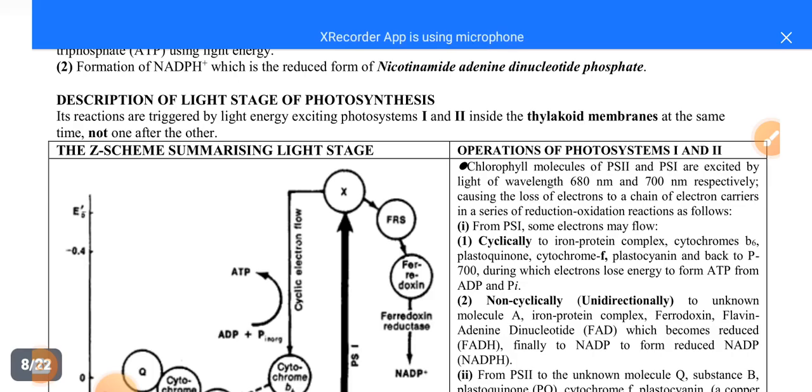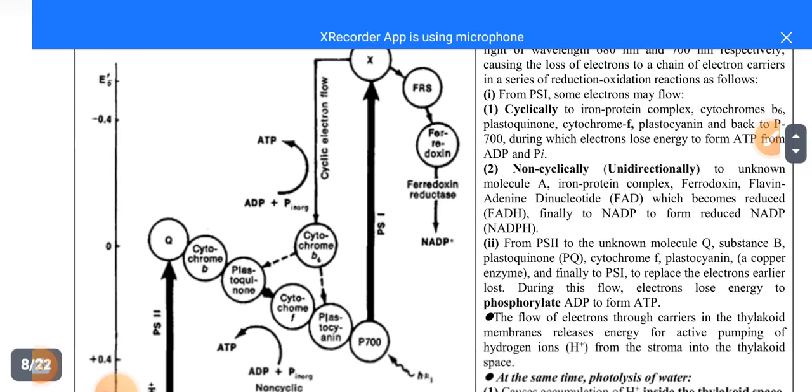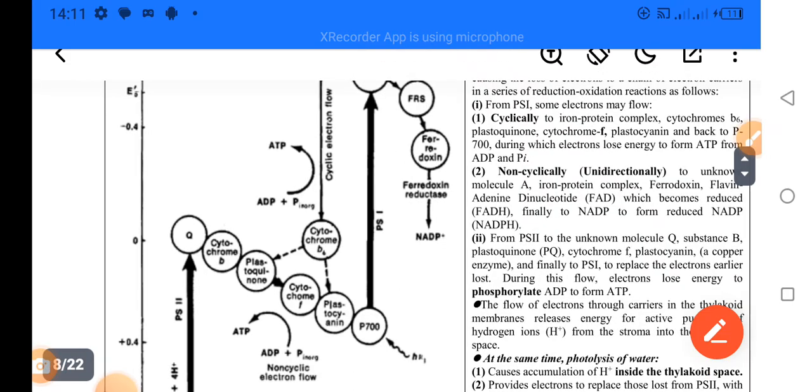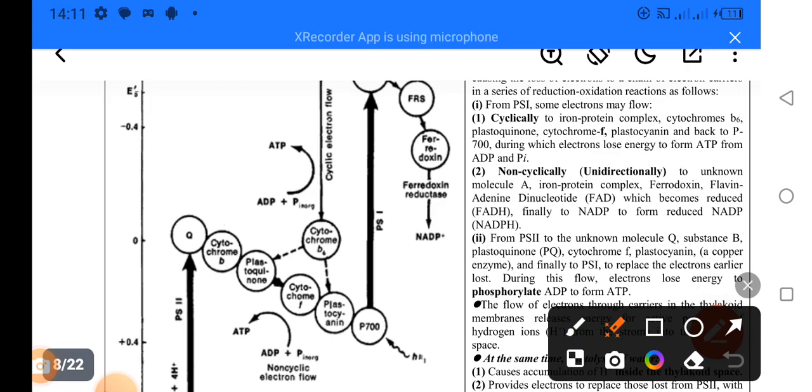When we talk about cyclic phosphorylation, let me show it to you here. This one is the cyclic phosphorylation. It is the process in photosynthesis where light energy is used to generate ATP from ADP and an inorganic phosphate without production of NADPH.